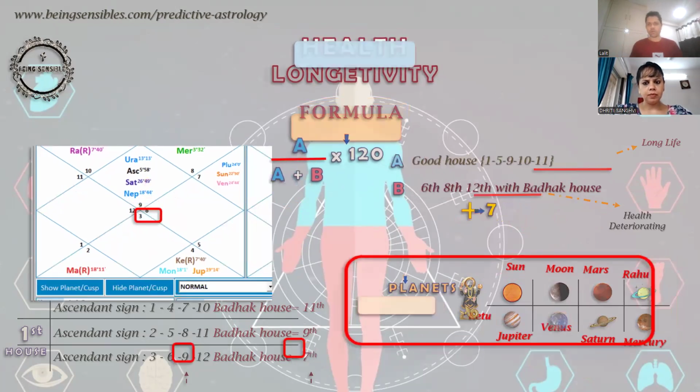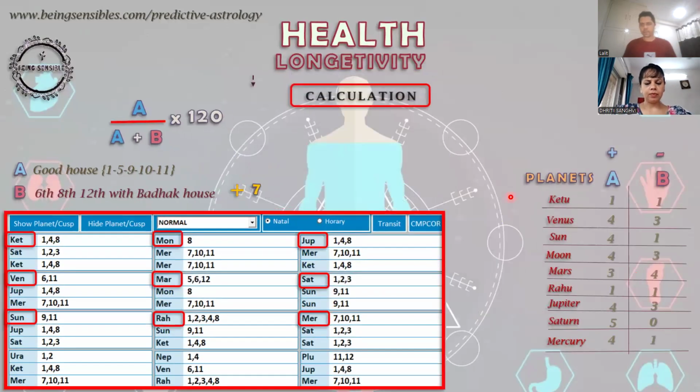So now this is what I already calculated. I'm going to tell you how to calculate. I'll start with Ketu first. How do I arrive at 1 and how do I arrive at the negative 1? As you can see, Ketu is here.